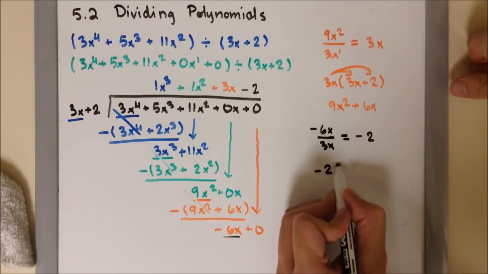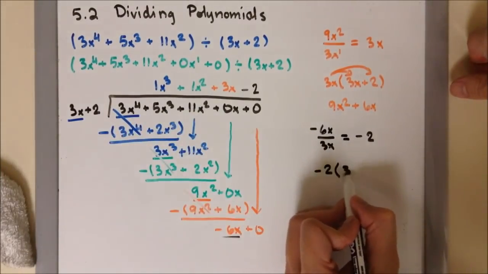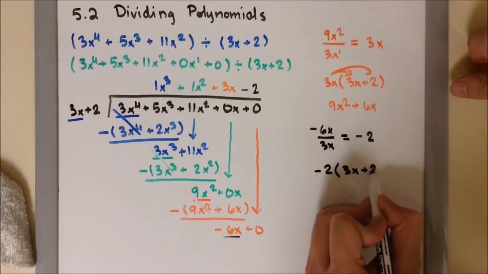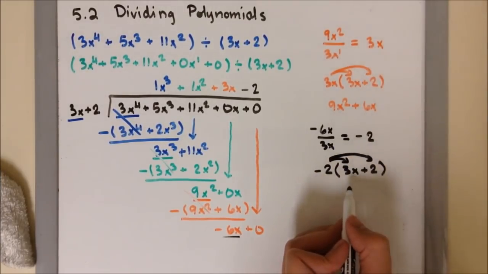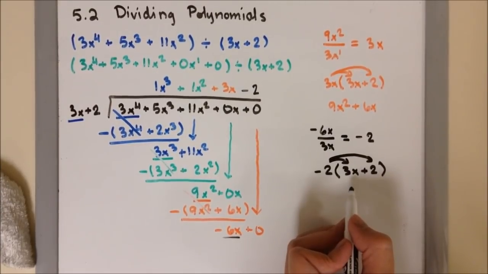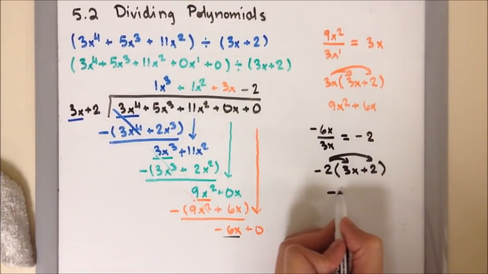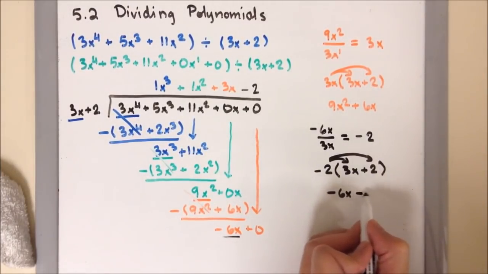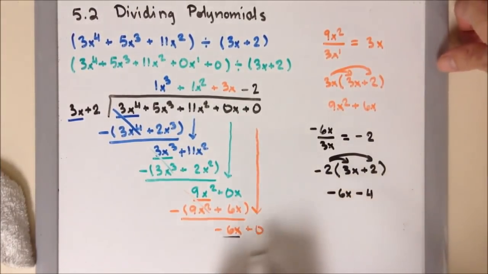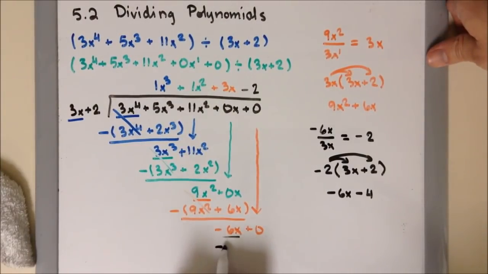So negative 2 times my divisor, 3x plus 2. So negative 2 times 3x will be negative 6x. Negative 2 times positive 2 will be minus 4. Alright, I'm going to bring it back over here. Negative 6x minus 4. Parenthesis, and then the minus.